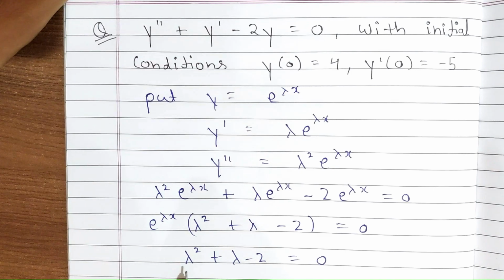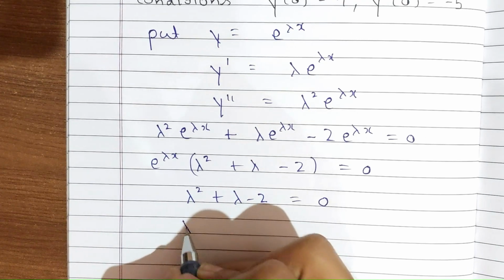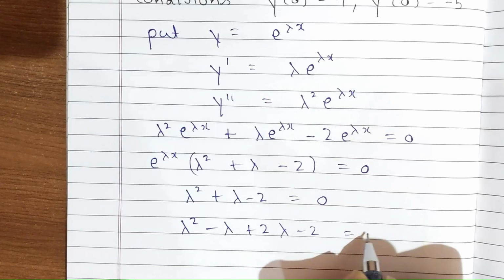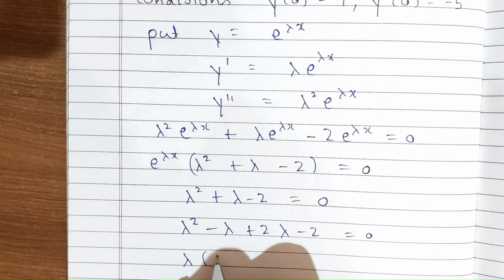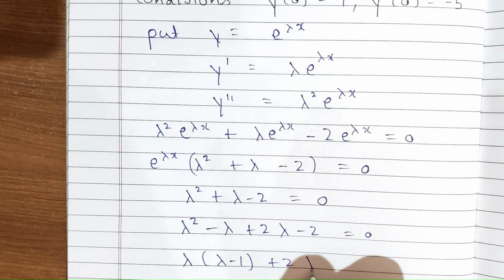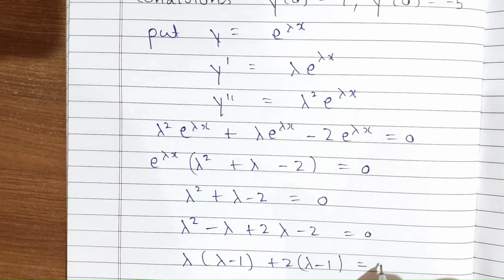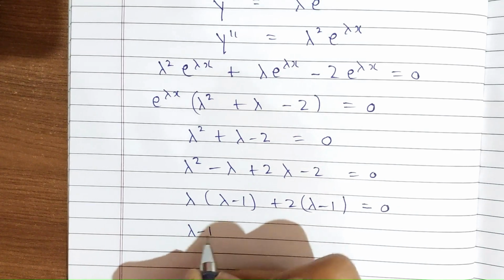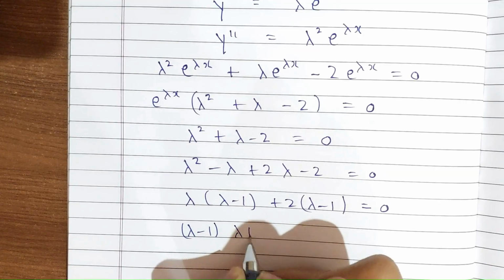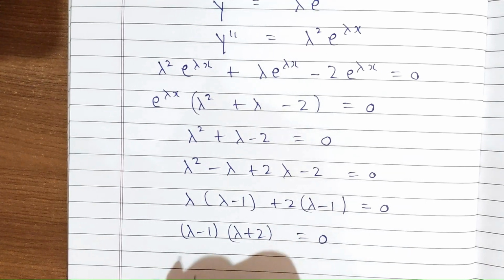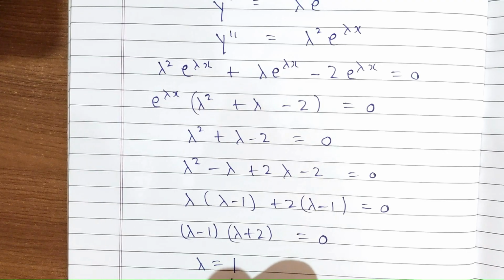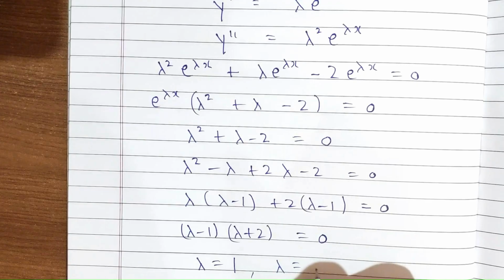After solving, we will get a quadratic equation lambda squared plus lambda minus 2 equals to 0. Taking lambda minus 1 common, lambda equals to 1, lambda equals to minus 2.